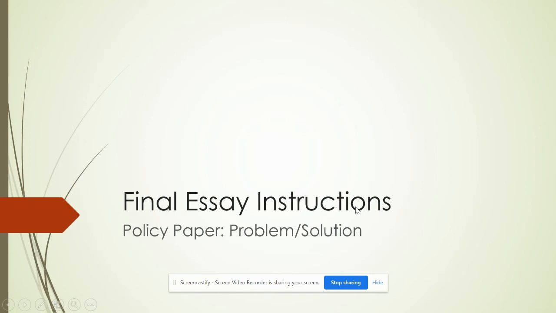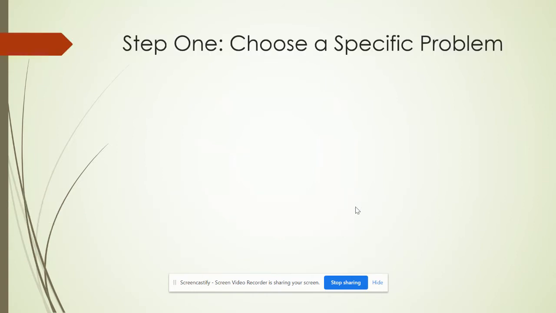Hi there. These are the final instructions for your final paper in English 101. Keep in mind this will be a policy paper, which means you need to use the keywords should, must, need, could, would, or ought in your final essay. So let's go over the actual instructions for your paper.